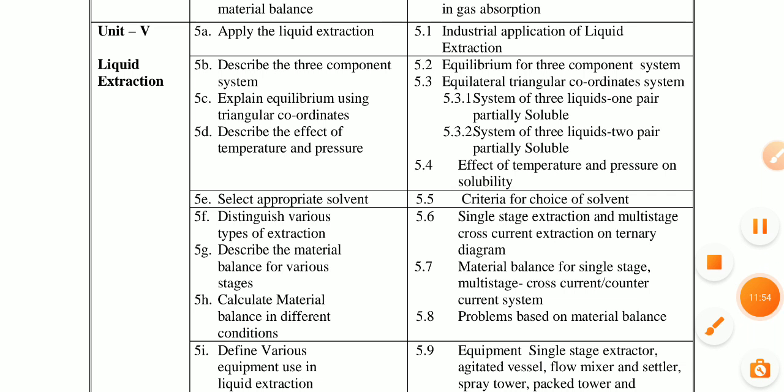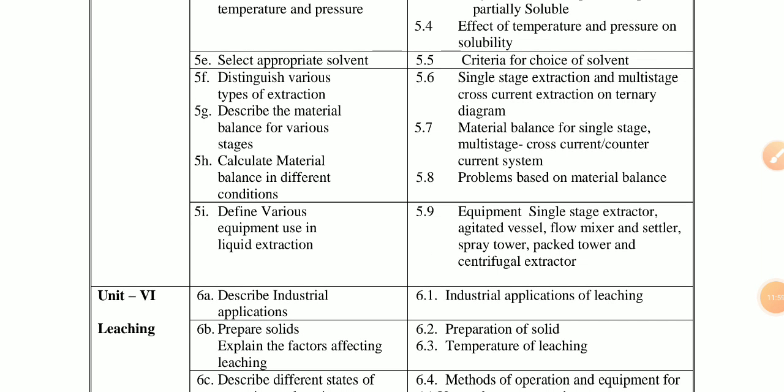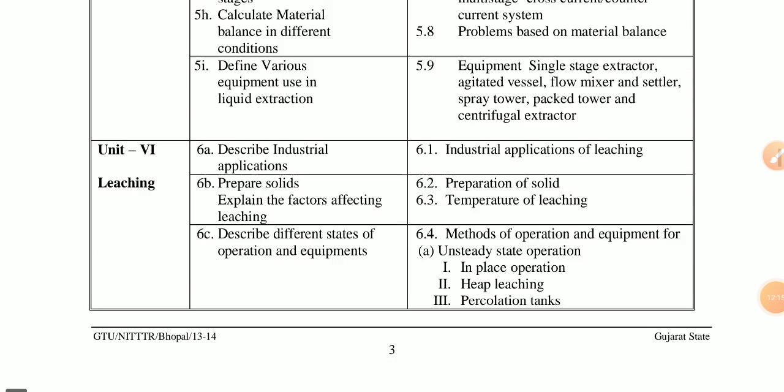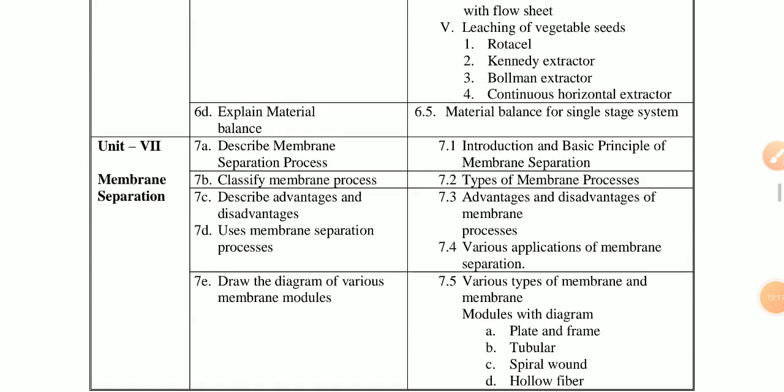Then the equipment of the single stage extractor: agitated vessel, flow mixture and settler, spray tower, pack tower and centrifugal extractor we will see. Okay, these are the overall 5 points in this subject. Now we will see points 6 and 7.